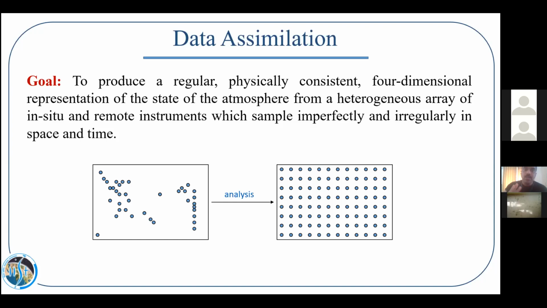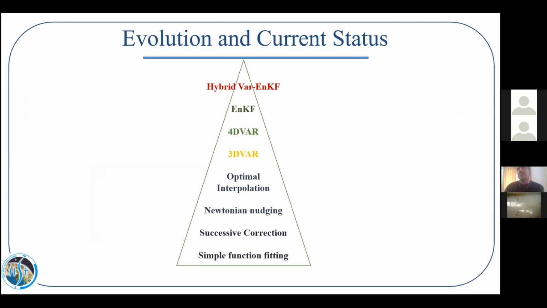So the current status: it has all started from simple empirical methods like simple function fitting. Then it slowly evolved into the successive correction method, then Newtonian nudging, optimal interpolation. Then it becomes more and more statistical. From the empirical, it has evolved into statistical, then optimal interpolation. Then came the 3D-Var, three-dimensional variational data simulation system. Then it has evolved into four-dimensional variational data simulation system and ensemble Kalman filter system. And basically now it has reached a stage of combining ensemble Kalman filter with the variational system to get a hybrid data simulation system. So that's how it has evolved. And this is the current status of data simulation systems, which are used across the operational centers across the globe.